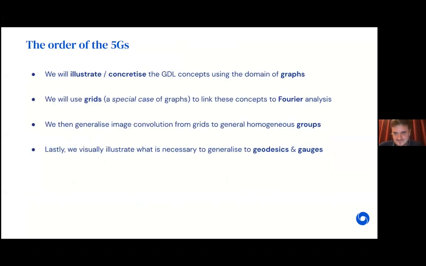Now, in this talk, I don't really have enough time to go through all 5 of them. So what's going to happen is we're going to illustrate and concretize all these concepts using the domain of graphs. And then I'll probably skip over grids because convolutional neural networks are a fairly common and established model nowadays. And I was only really using that part to link it a bit more to Fourier analysis. And ideally, if we have a bit of time at the end, I will show you how to generalize the blueprint from grids to spheres and derive a convolution operation over spheres.